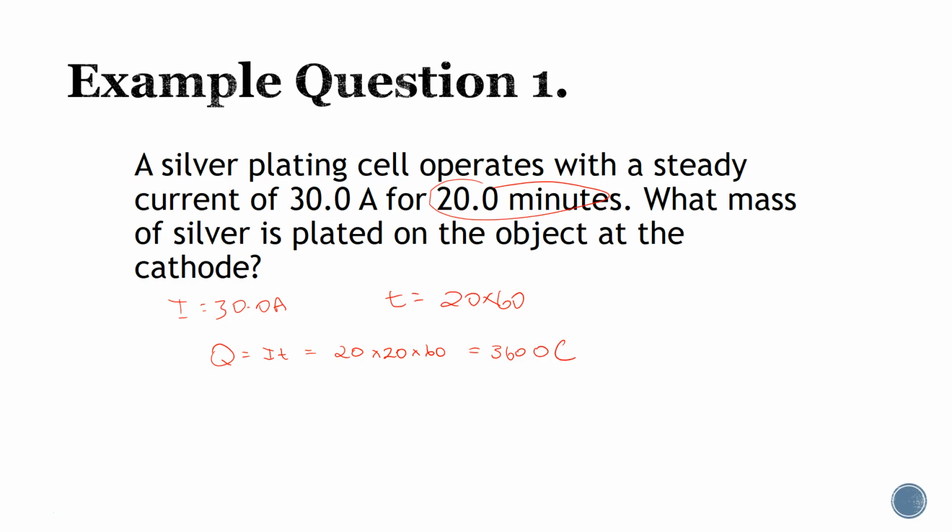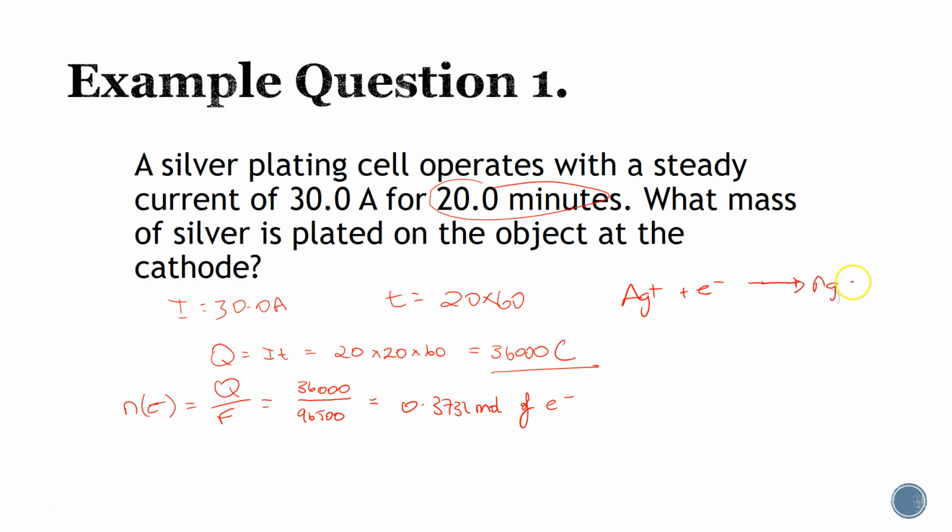Okay, so now I need to work out the mass of silver. If this is my number of coulombs, 36,000, now I need to find out my number of mole. So my number of mole of electrons is going to be equal to Q divided by Faraday, remember this is in my data booklet, so 36,000 divided by 96,500, this is going to give me 0.3731 mole of electrons.